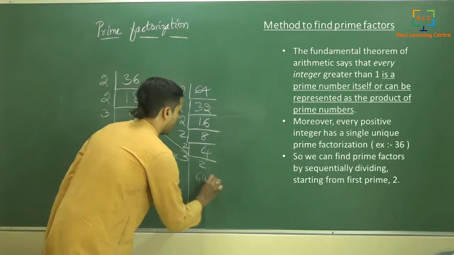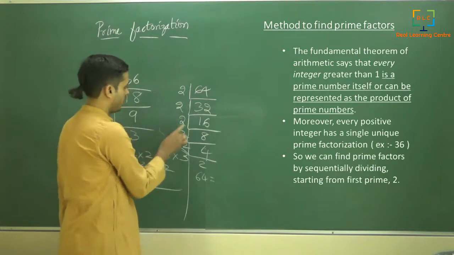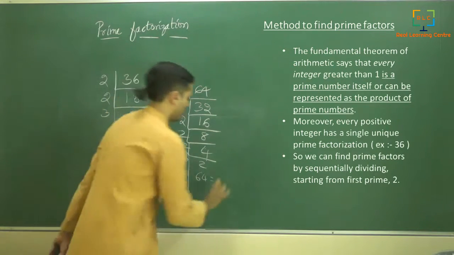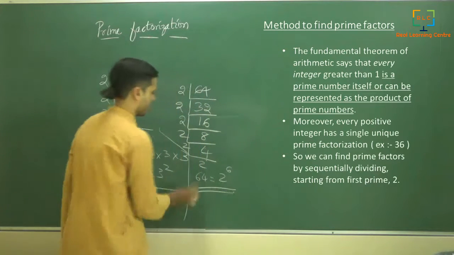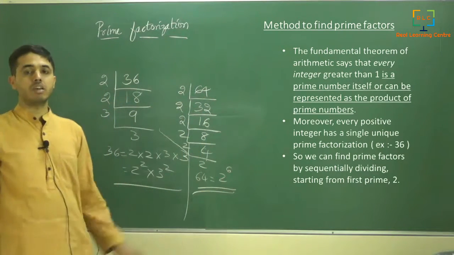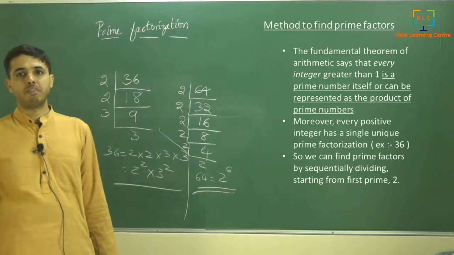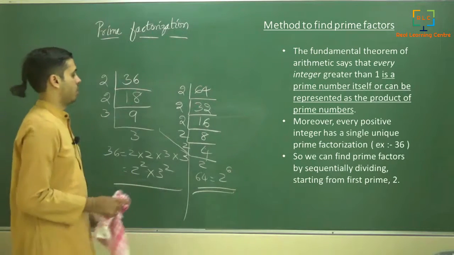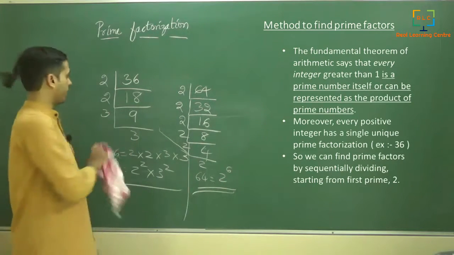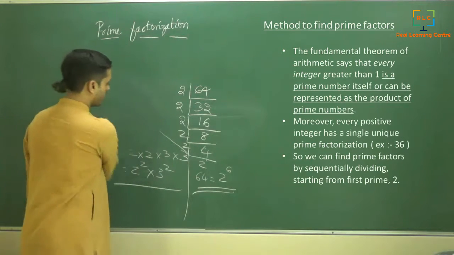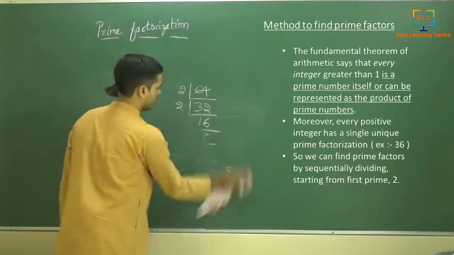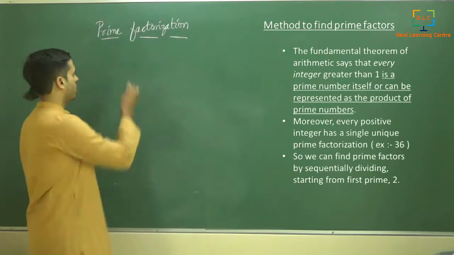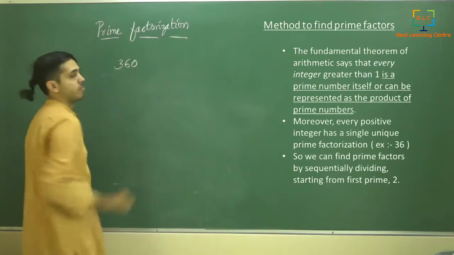So I write 64 as 2 into 2 into 2 into 2 into 2 into 2. It's nothing but 2 taken 1, 2, 3, 4, 5, 6 times. 2 raised to power 6. So in this way, we can find prime factors of any given number. Now for smaller numbers, this is quite an easy task. Now suppose I asked you to find prime factors of a bit bigger number, say for example 360. We can follow the same procedure always.